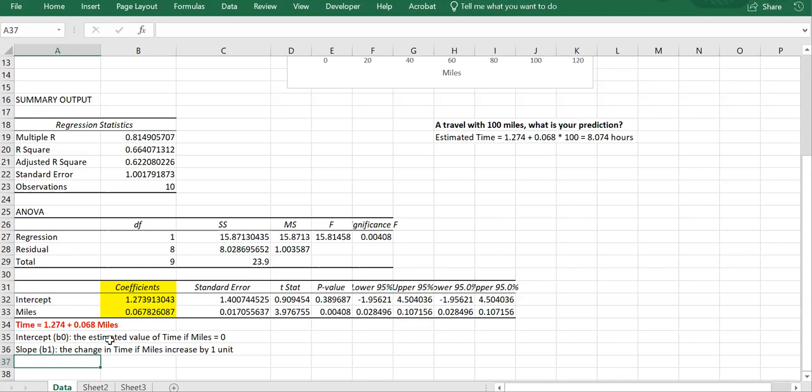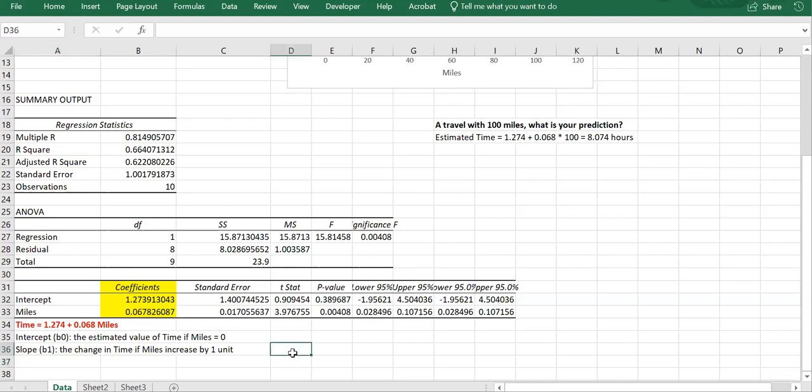So if you have a travel of 100 miles, this is the time that it takes. But then if you have another travel with 101 miles, it's going to take this much time plus the slope, 8.074 hours plus 0.068 hours. So each additional mile would take 0.068 hours, or almost 4 minutes.